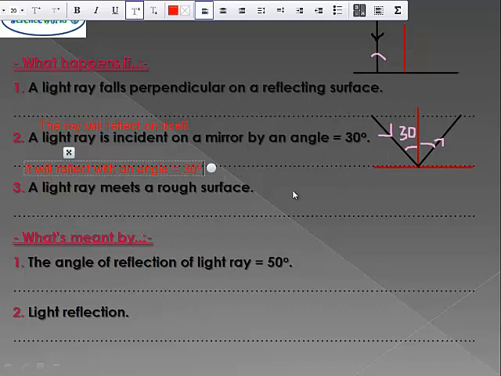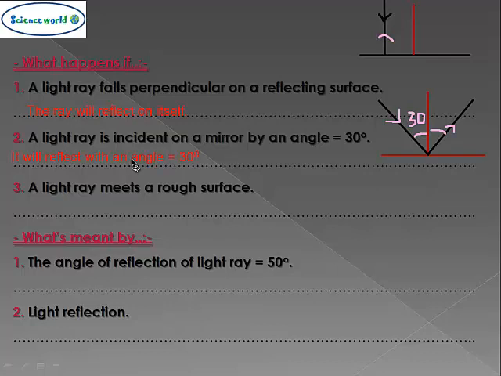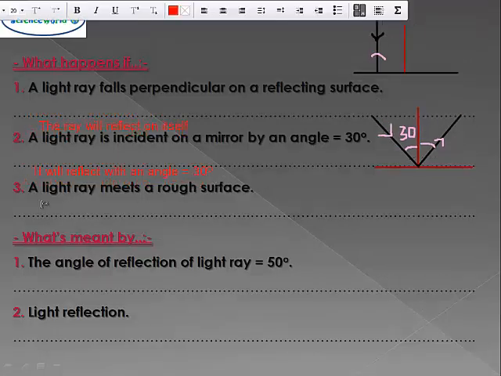Number 3. A light ray meets a rough surface. So it will reflect in many directions. That means that it is an irregular reflection.